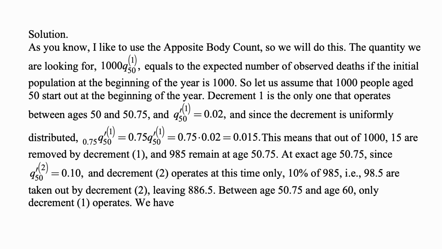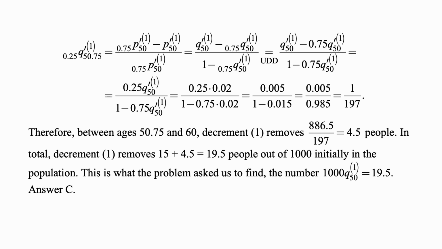And then between age 50.75 and age 51, only decrement 1 operates. And we need to count how many people are whacked by decrement 1 between those two ages. And it would seem, oh, it's a quarter of a year, so it's just a quarter of the total probability. No, you need to be careful because you need to make an adjustment for the fact that some people have been taken out by decrement 2. And here is that adjustment precisely. So, we're looking for 0.25 q prime upper 1 at 50.75.